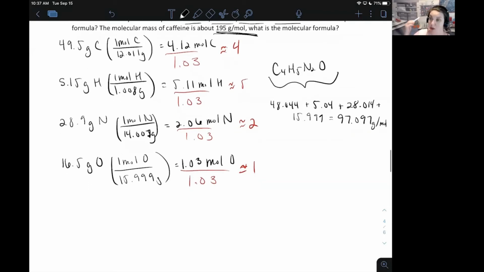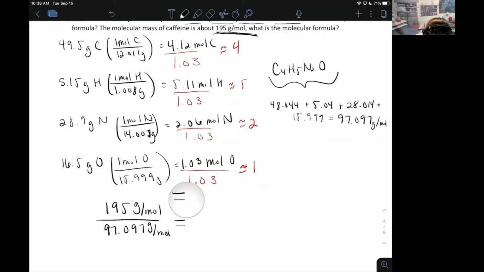So we need to take our molar mass divided by our empirical formula's mass to get us a number that we need to multiply our empirical formula by. So we're going to take 195 grams per mole divided by 97.097 grams per mole, giving us 2.00, so approximately 2. So we're basically going to take this empirical formula, multiply it by 2.